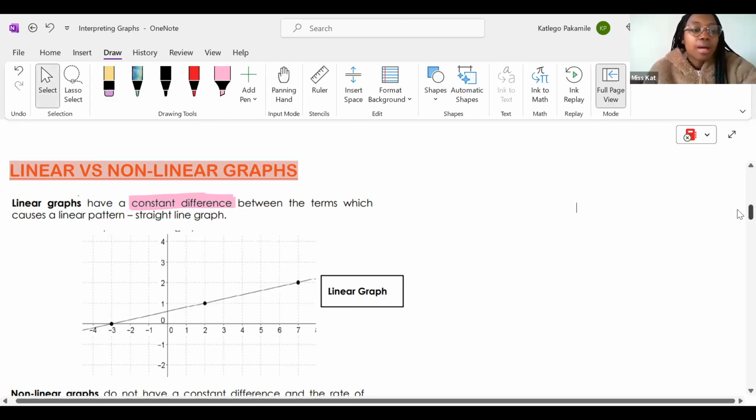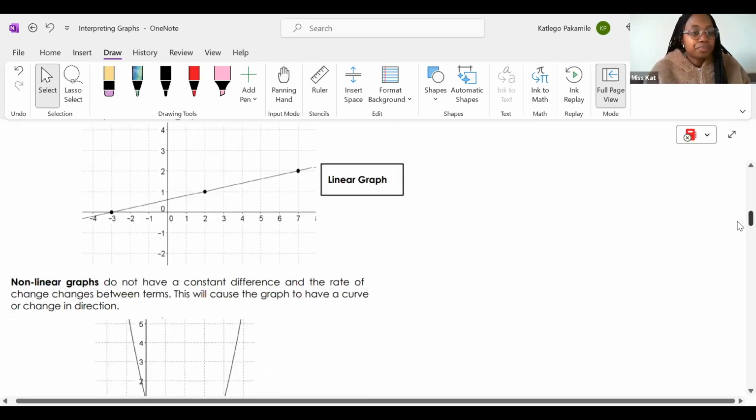Okay, so that means if I give you a graph or a table, you must be able to identify whether it's linear or non-linear. So in a table, you look for a constant difference, and in a graph, you look for the straight line. Simple and straightforward, okay?